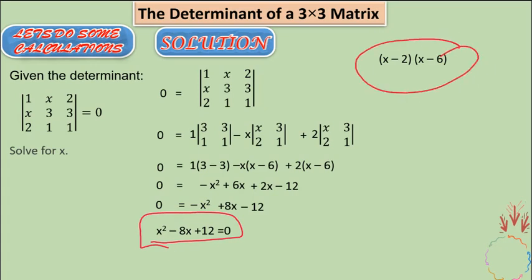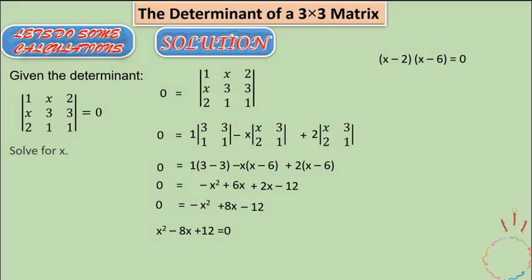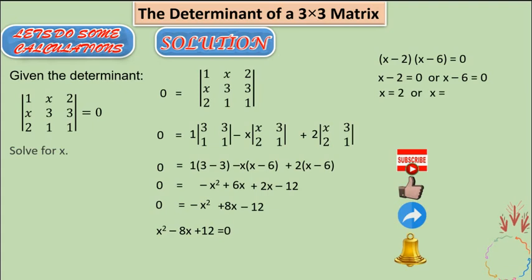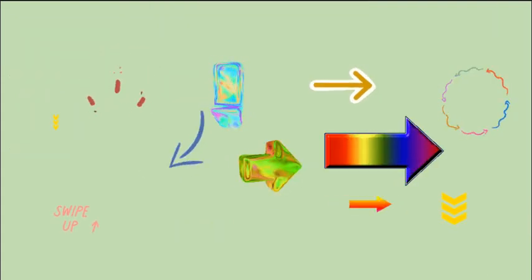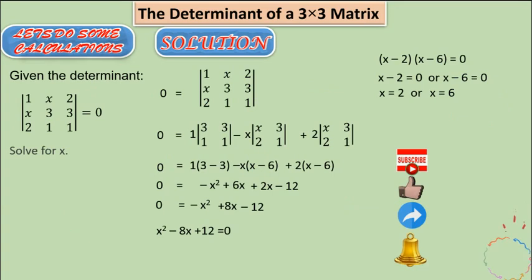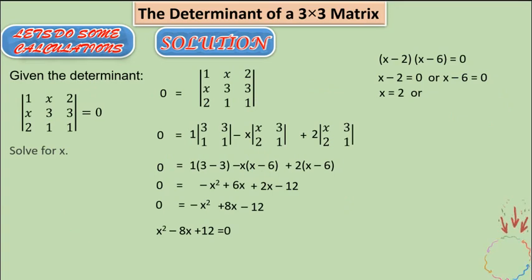Having obtained that, either x minus 2 is equal to 0 or x minus 6 is equal to 0, giving us x is equal to 2 or x is equal to 6. That gives us the solution of this.